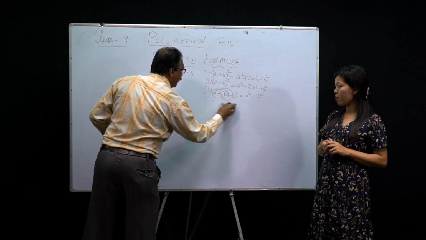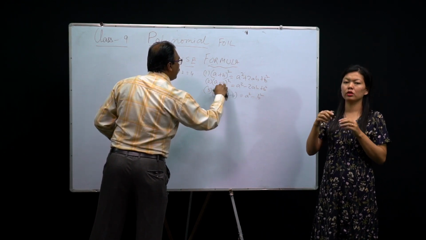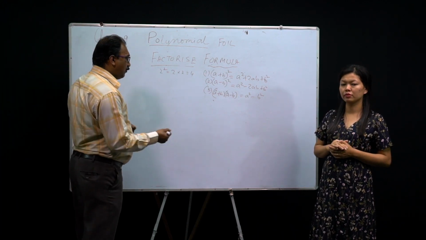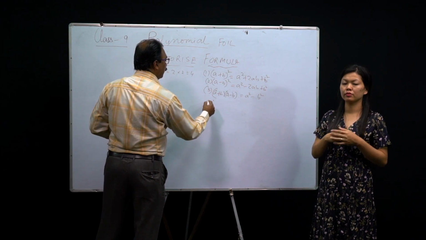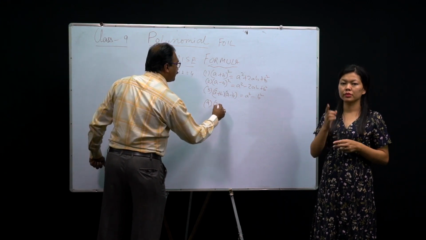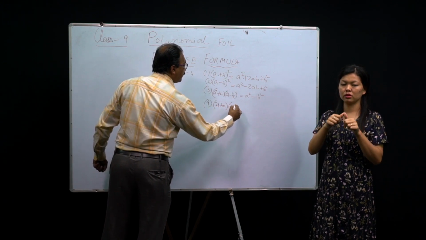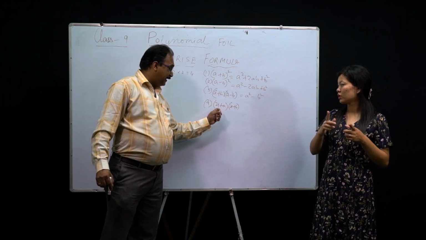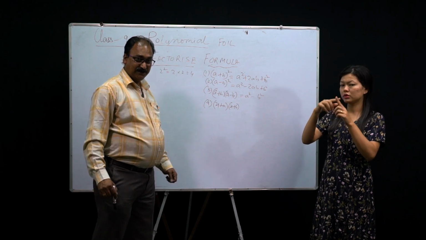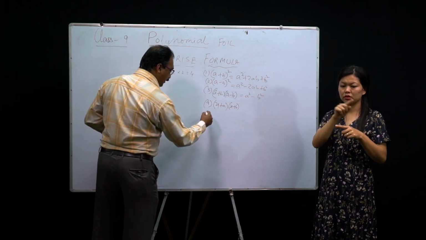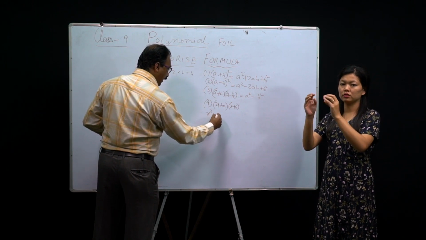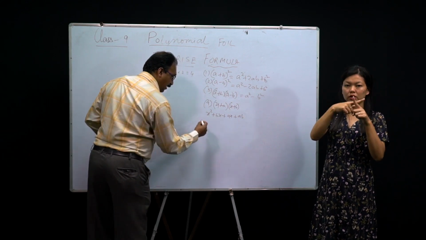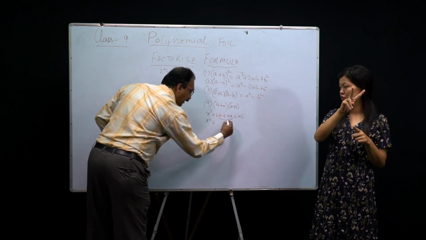So (a plus b)(a minus b) means, what does it mean? a square minus b square. Clear? So one more formula. Look at here. If I write x plus a and x plus b. What is (x plus a)(x plus b)? Same first term but the second term is not the same. The same multiplication you can do: x into x, x square, x into b, bx, a into x, ax, plus a into b, ab.